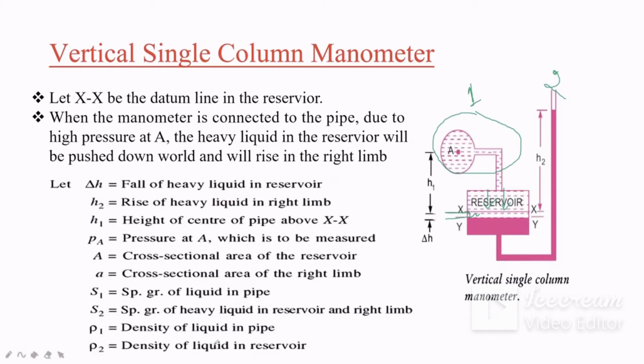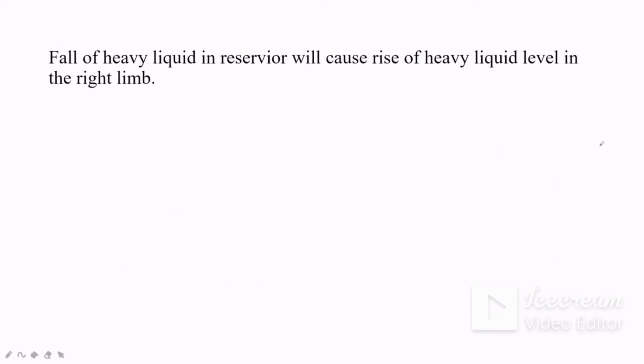Next, what is the mechanism? It is falling, right? So the fall of heavy liquid in the reservoir will cause a rise of heavy liquid level in the right limb. Due to this fall, there will be a rise in this level. This is the fundamental for our next derivation. Because of the fall, there will be a rise in the right limb, so it is to be equated.